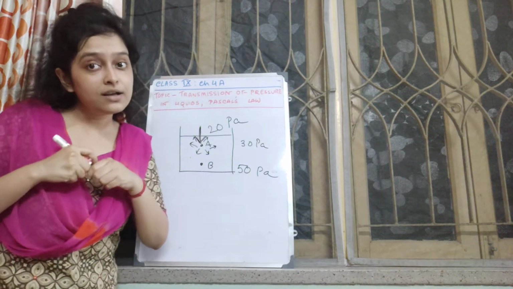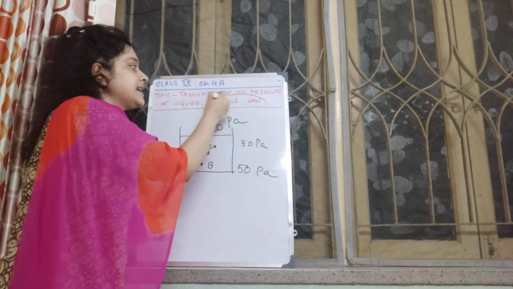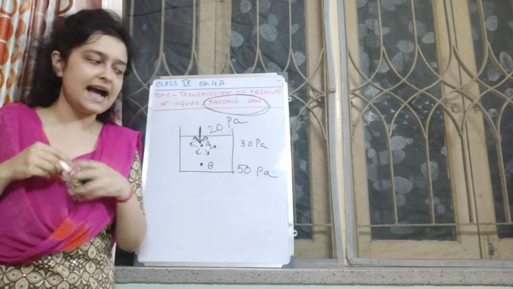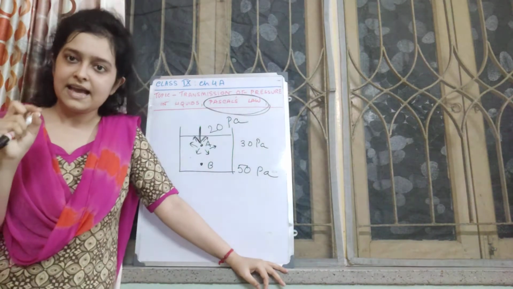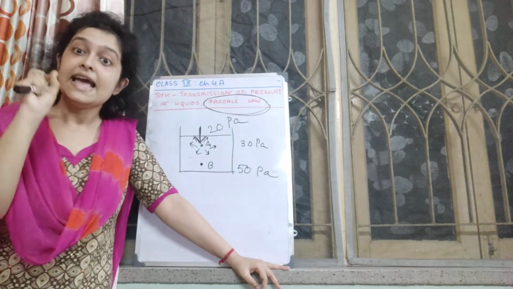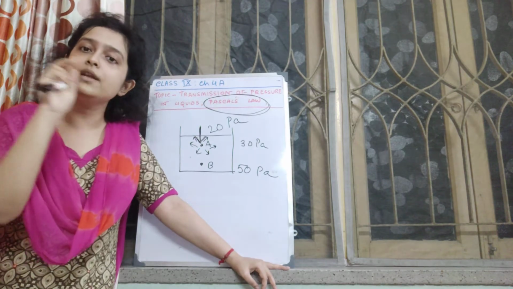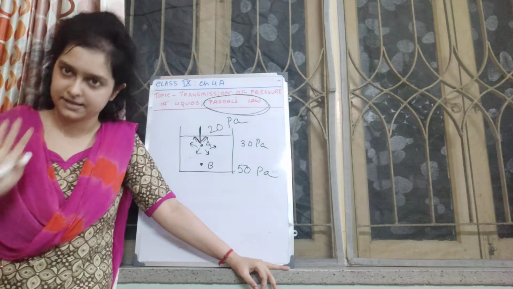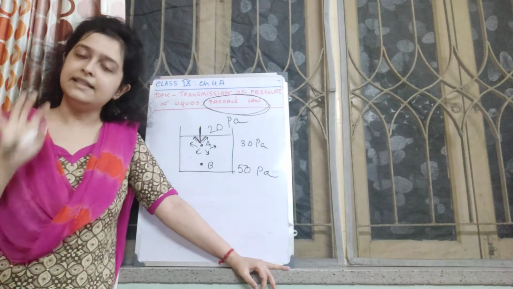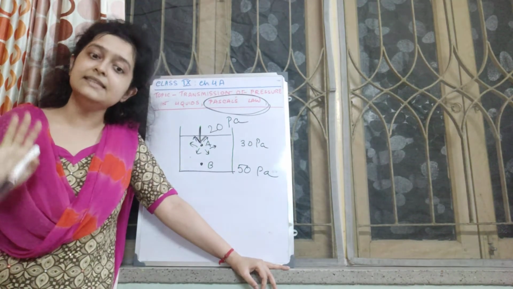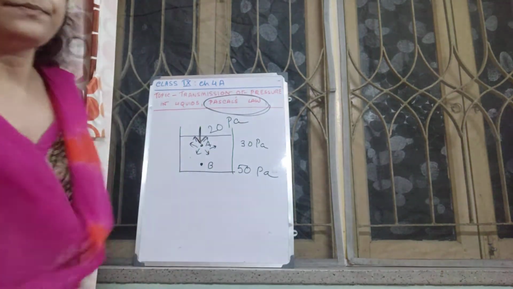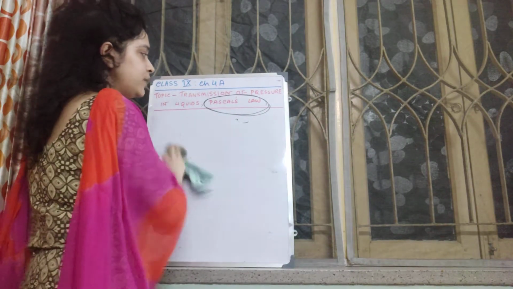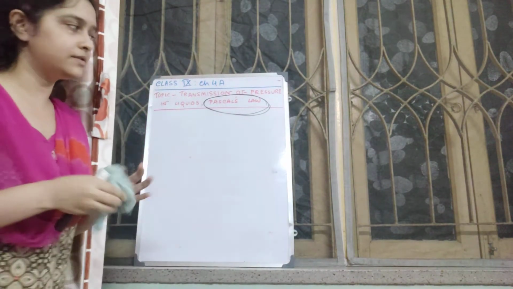What is this called? This is known as Pascal's law. Pascal's law therefore states that when pressure is applied in a confined liquid, it is transmitted in all directions in undiminished magnitude. That means equally transmitted in all directions in the confined liquid. That is Pascal's law. Let's see an example. Let's do a numerical. You will understand how it works.